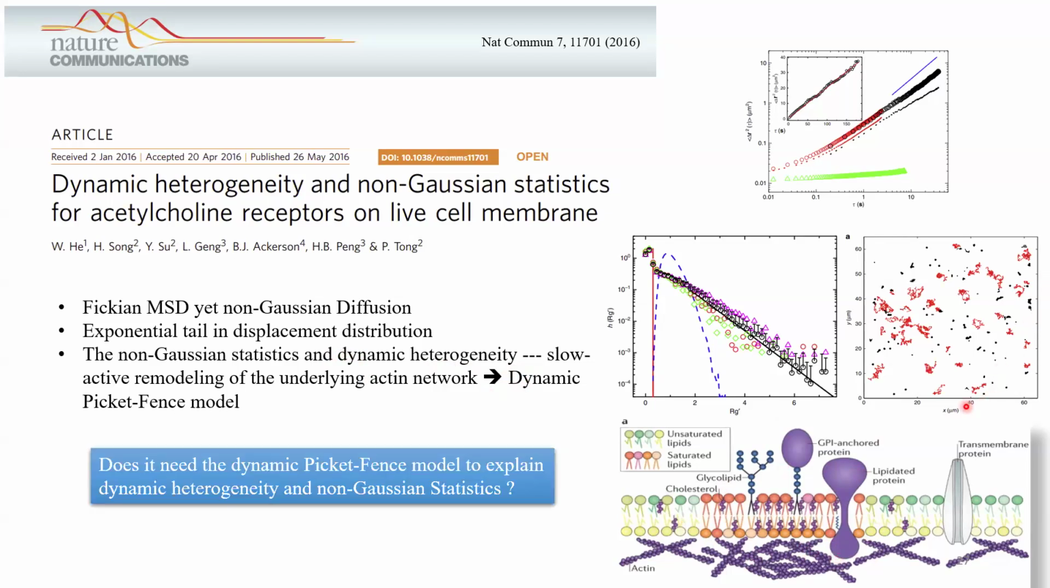So we asked, really, is it required to explain this Fickian yet non-Gaussian dynamics using this complicated dynamic Picket fence model, or can it be understood more easily? Rajar Siddha is there, and he is very expert in this area.